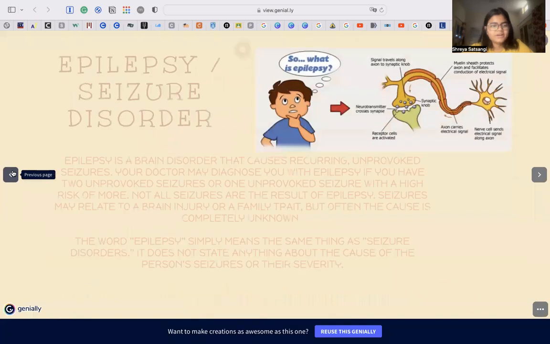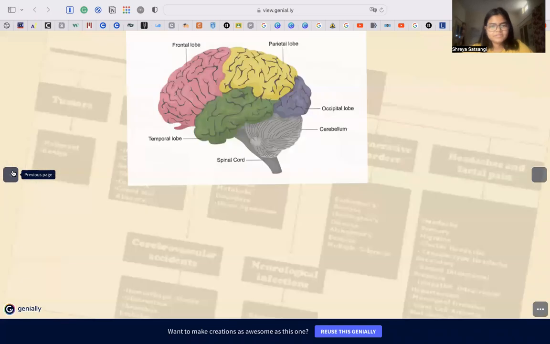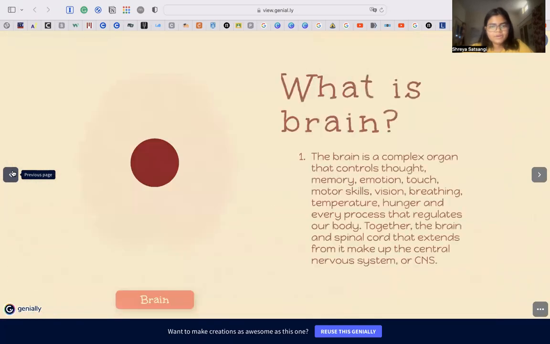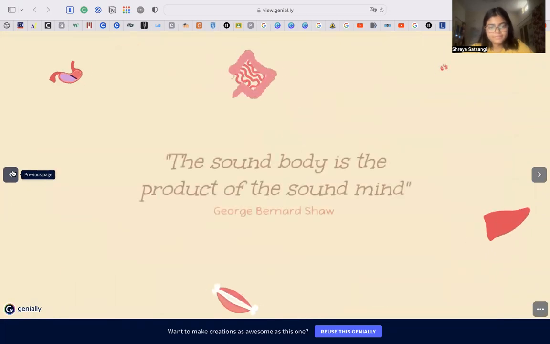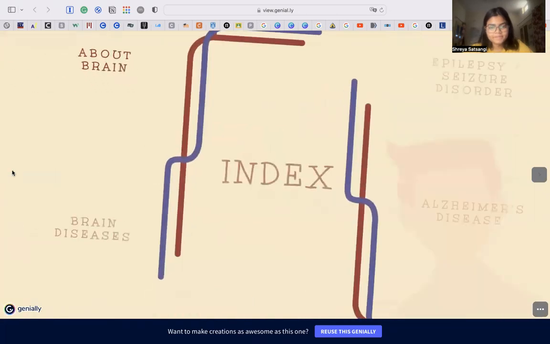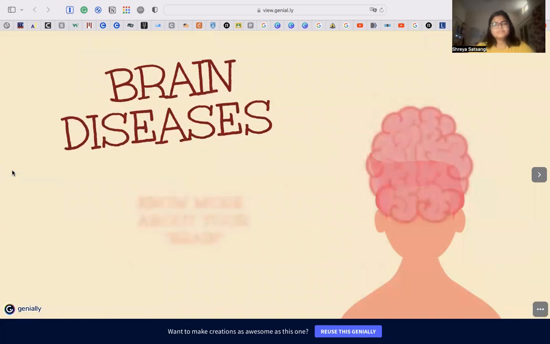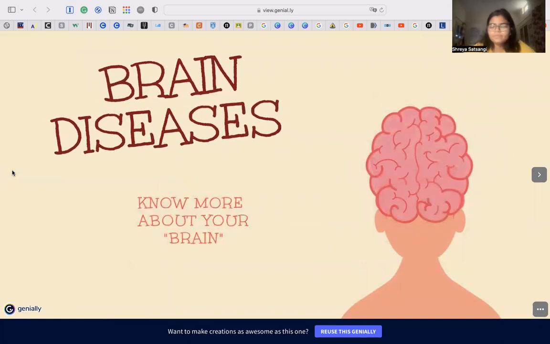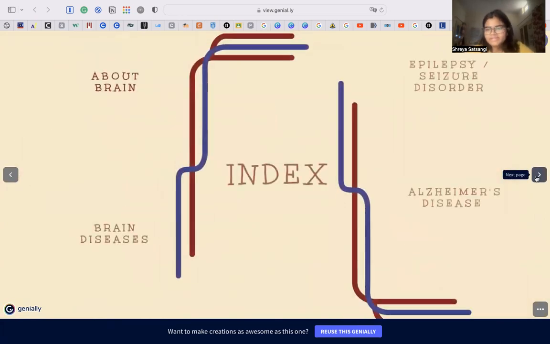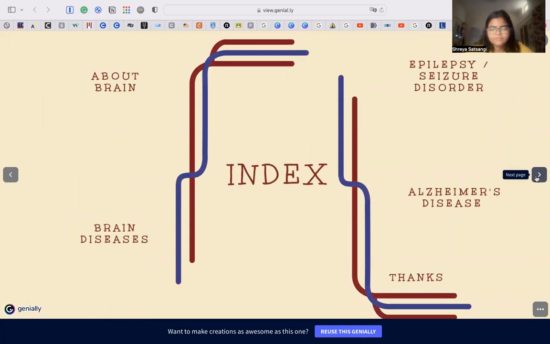So first of all, in the presentation, we will see brain diseases, and we will know more about the brain and what the brain disorders are. Now, in the index, I will present what the brain is basically, what some brain diseases are, and then epilepsy and seizure disorders and Alzheimer's disease.